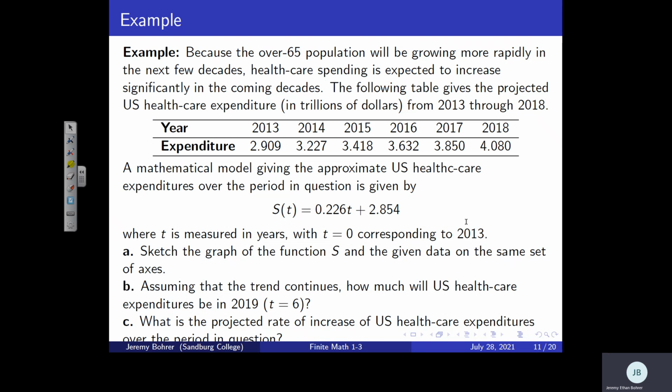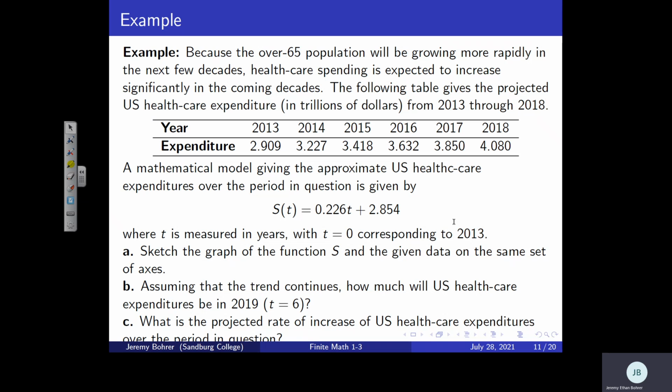The following table gives the projected U.S. health expenditure in trillions of dollars from 2013 through 2018. A mathematical model giving the approximate U.S. healthcare expenditures over the period in question is given by S of t equals 0.226t plus 2.854, where t is measured in years, with t equals 0 corresponding to 2013.